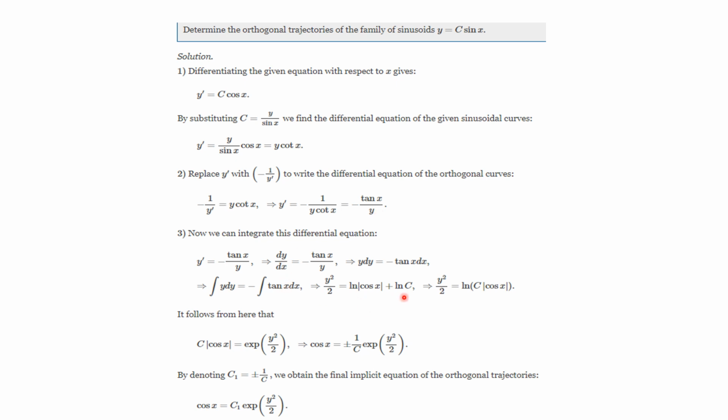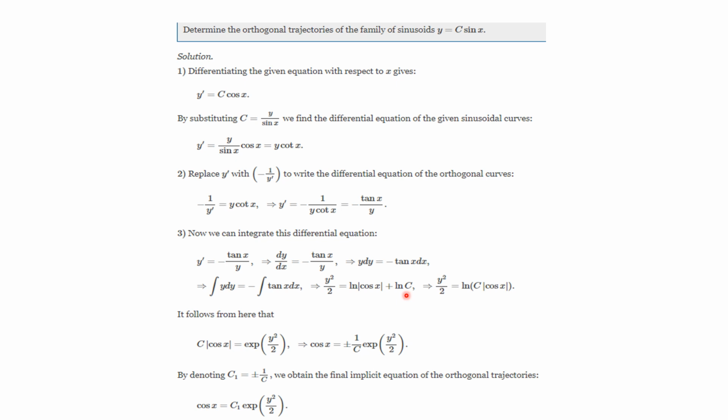So we work to solve this, and what we end up with is separable variables. We have to remember how to integrate the tangent. There's a minus that's here, and this integral is going to be a negative, so a negative is a positive. So this is going to be y squared over 2 is equal to the ln cosine of x plus the ln of c. That's where we're putting our c.